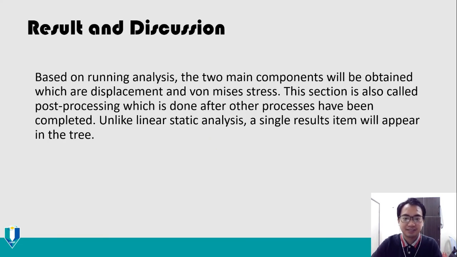Alright, thank you to my friend. I would like to carry on the presentation with the title, result and discussion. Based on running the analysis, there are two main components we obtain, which are displacement and von Mises stress. This section is also called post-processing, which is done after the other processes have been completed. Unlike linear static analysis, a single result item will appear in the tree.